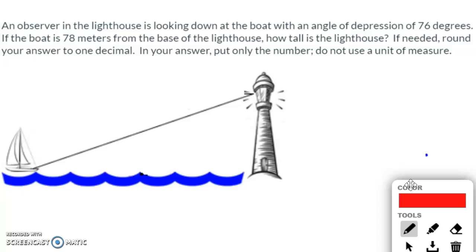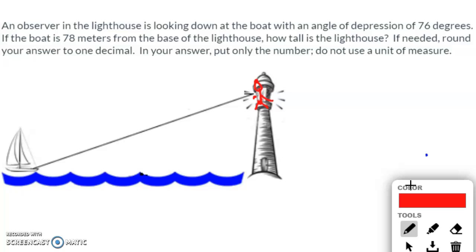Okay, another problem from the test. Similarly, I am not going to go through the answer itself, but we're just going to quickly tackle the question. An observer is in the lighthouse looking down at the boat with an angle of depression of 76 degrees. That means an observer is here and looking down.